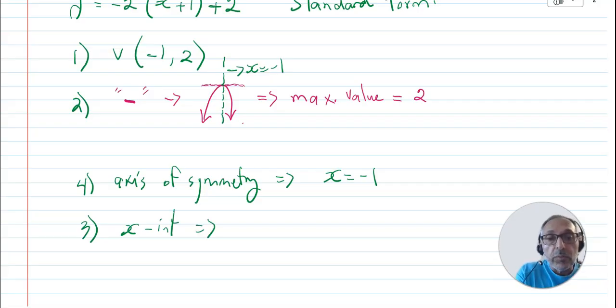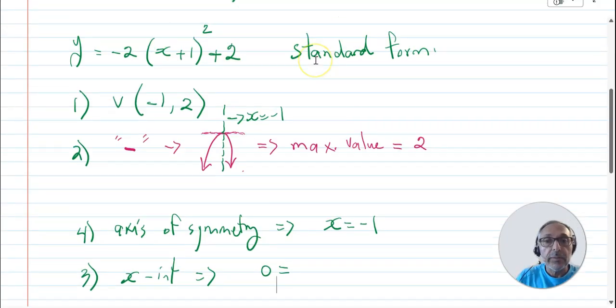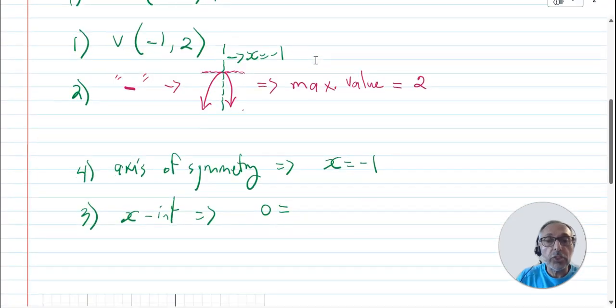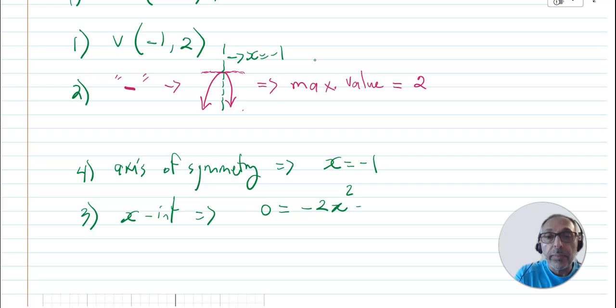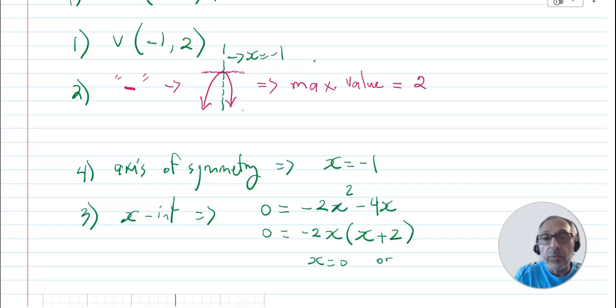Okay, so we're going to set the function equal to 0, because for x-intercept, y is 0. So -2x squared minus 4x equals 0. To do this, we're simply going to factor -2x out. And what do we get? We get x plus 2. Here, x equals 0 or x equals -2. Perfect. We got 2 x-intercepts, and these are your 2 x-intercepts.